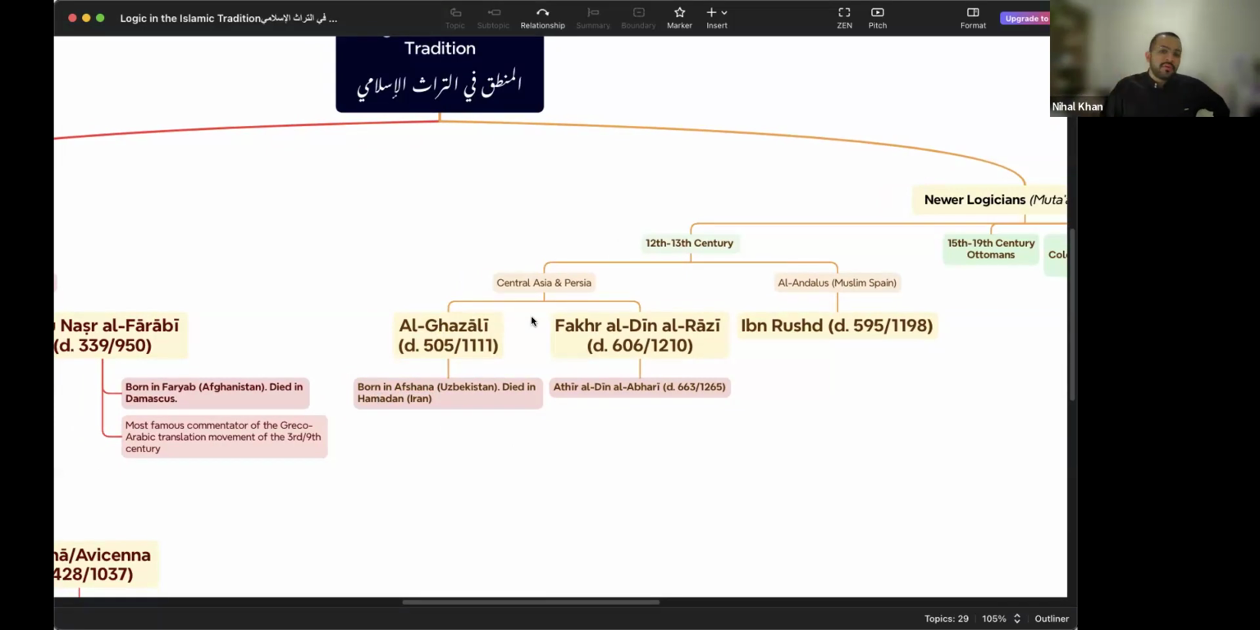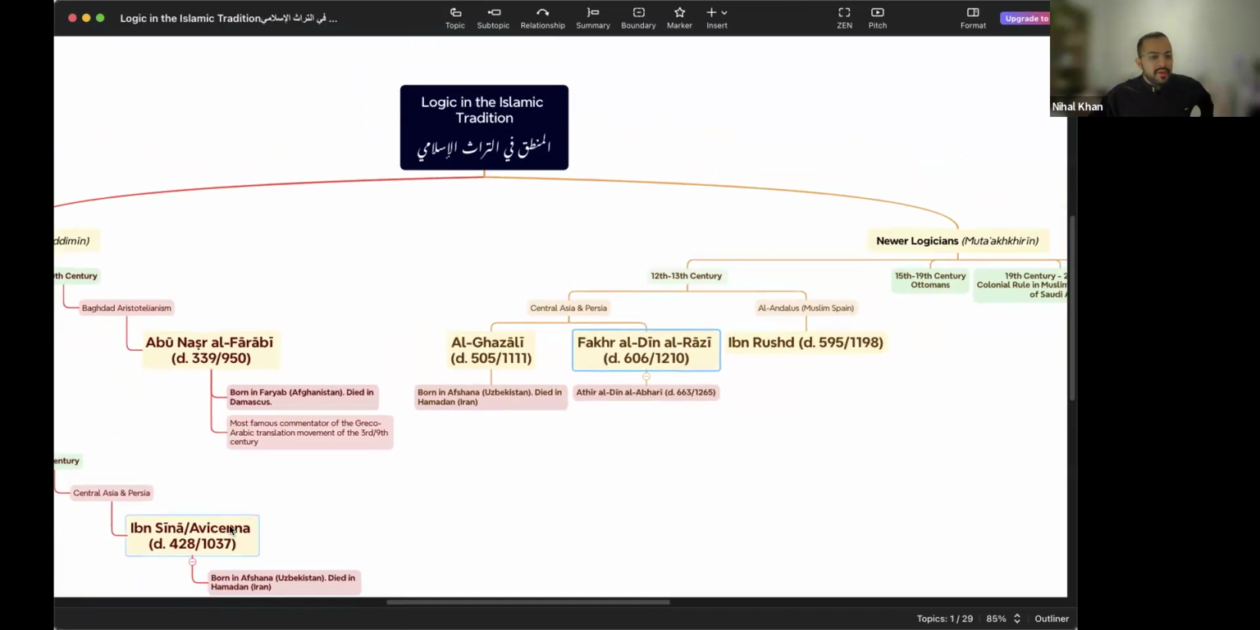And then you have Fakhruddin al-Razi. Fakhruddin al-Razi is very, very important because the way mantiq is received today amongst us, it was codified from what Al-Ghazali, Farabi, and Ibn Sina had worked on. So what we have in front of us mainly has been filtered through the works of Al-Razi.